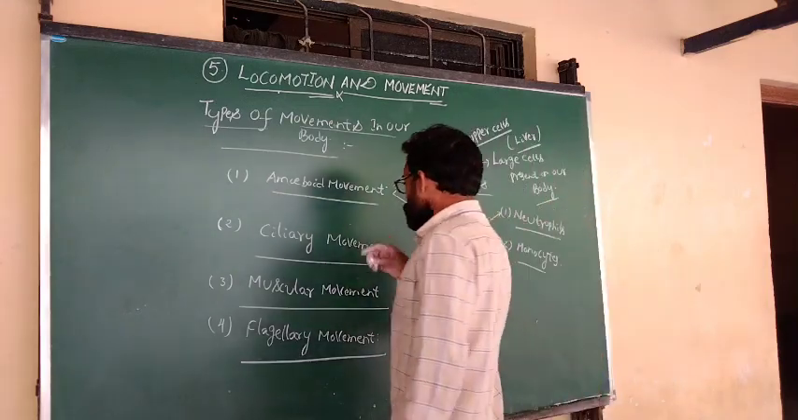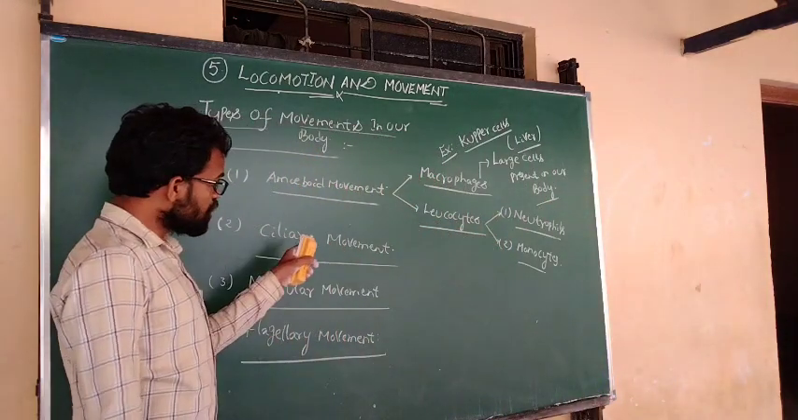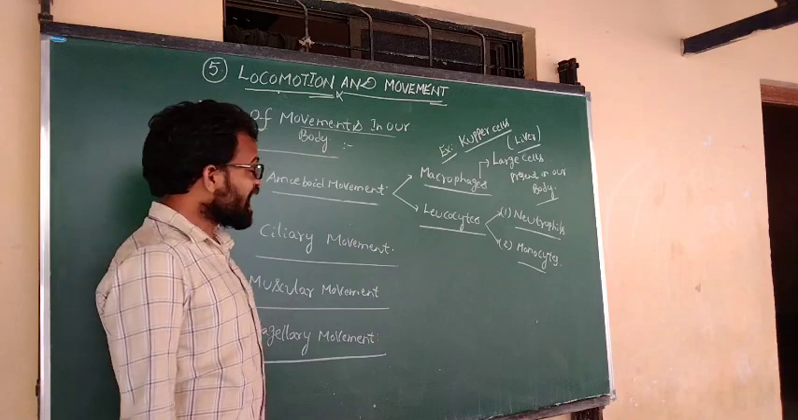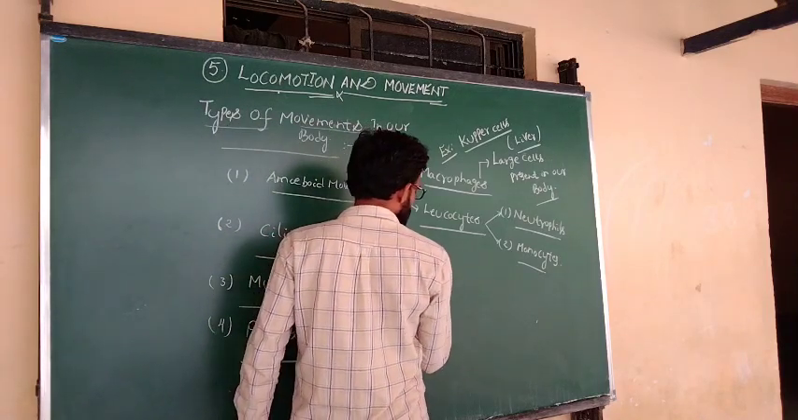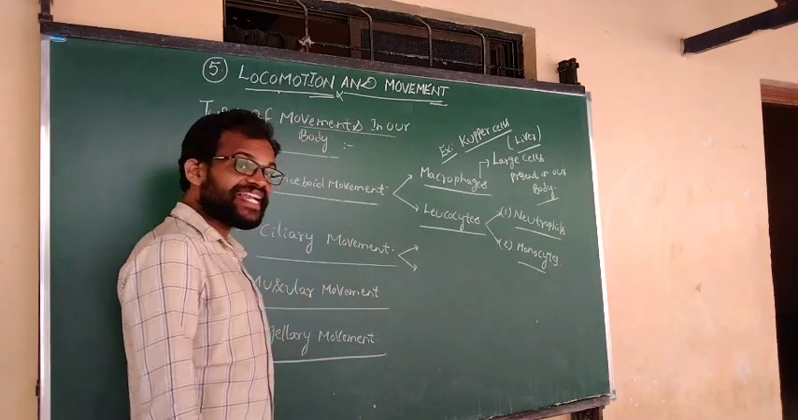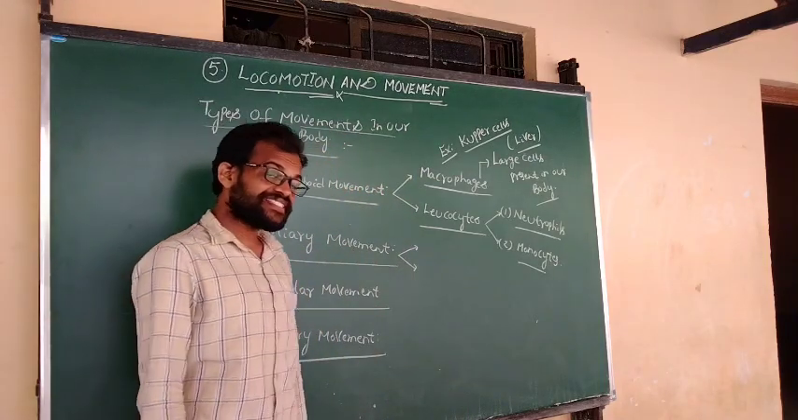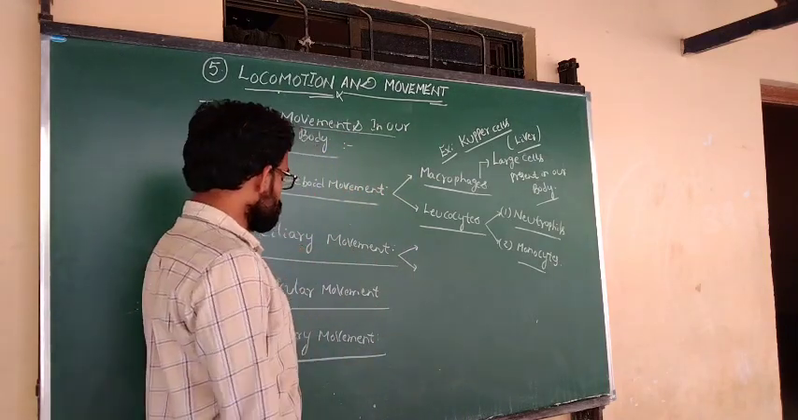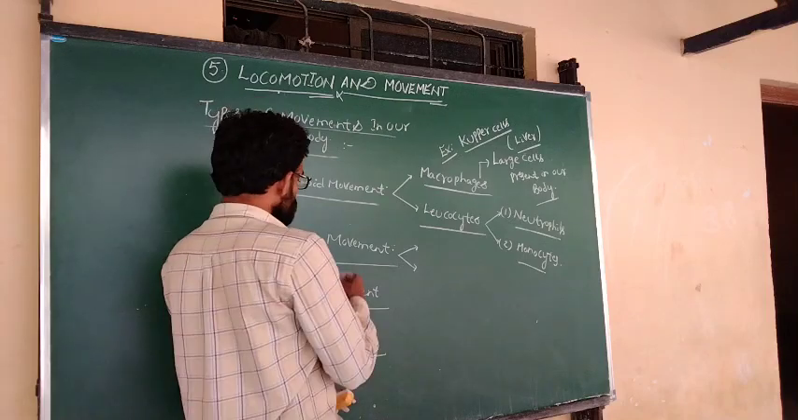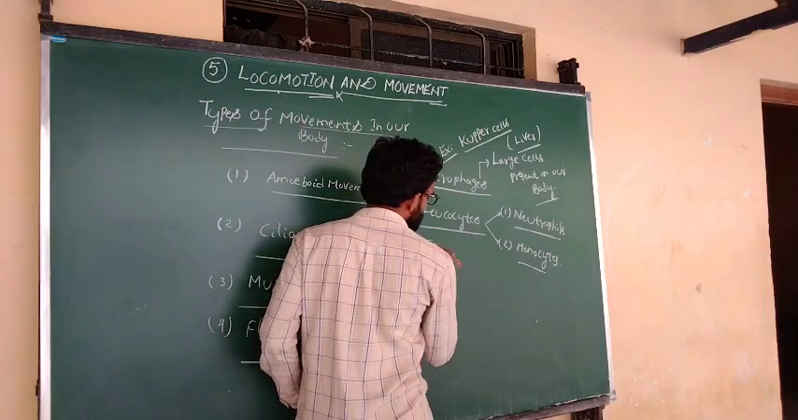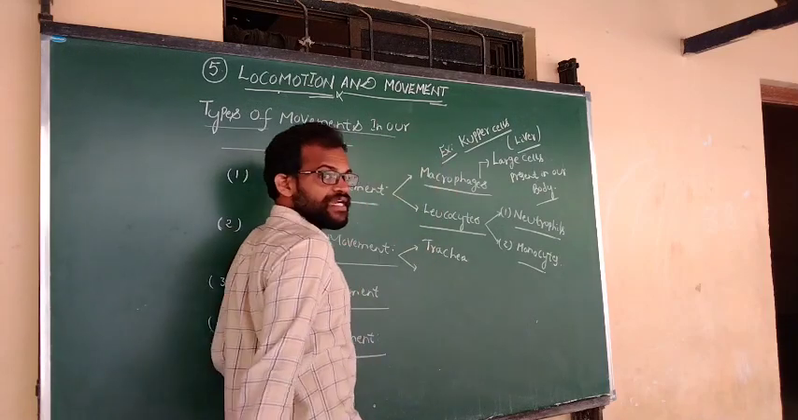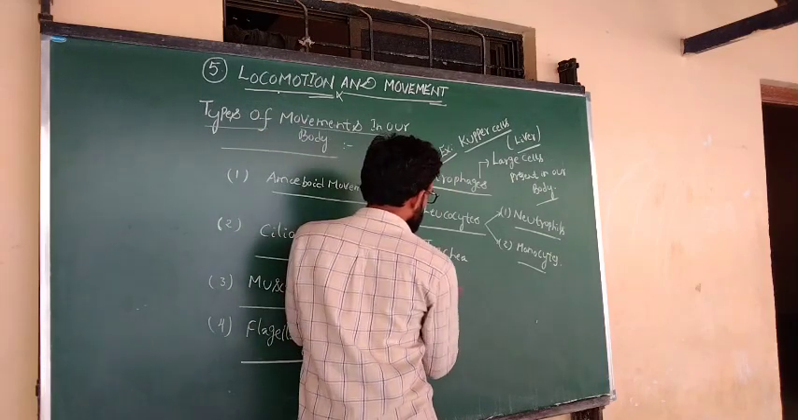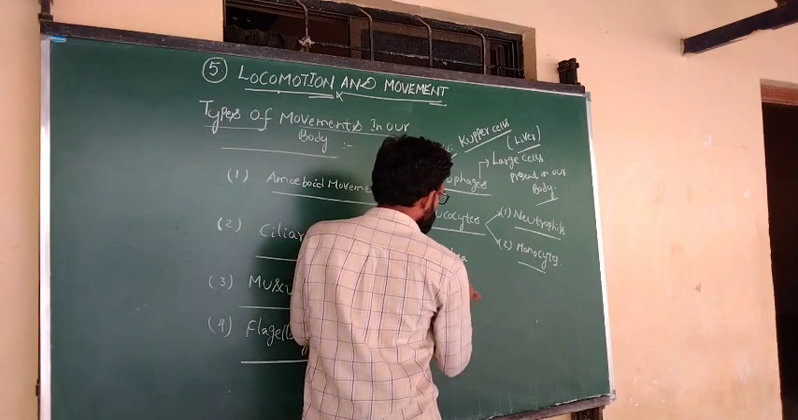Ciliary movement. This ciliary movement is exhibited by which cells? The respiratory tract cells and reproductive tract cells. The ciliary movement is exhibited by the trachea and by the fallopian tube.